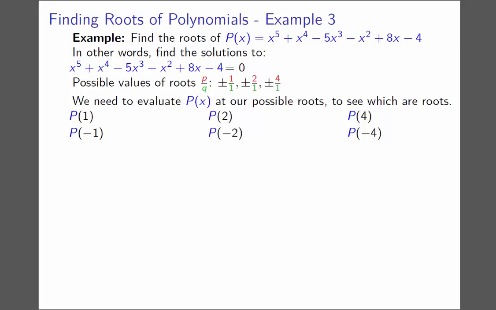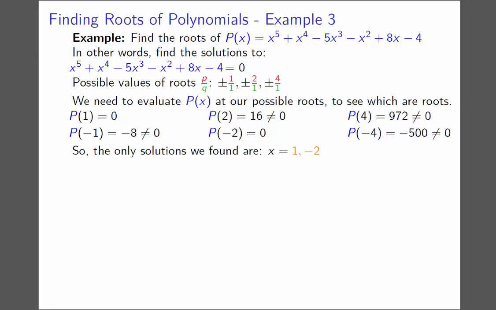Evaluating our function, we get that p of 1 is 0, p of negative 1 is negative 8, which is not 0, and that's all we care about. P of 2 is 16, which is not 0, but p of negative 2 is 0. While p of 4 is 972, which is not 0, and p of negative 4 is negative 500, again not 0. So the only solutions we found are x equals 1 and negative 2.